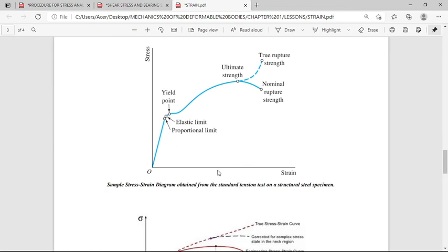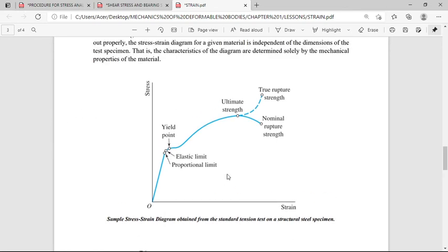Ipapakita ko lang muna dito ang stress-strain diagram. The stress-strain diagram has these points called the yield point, the elastic limit, proportional limit, the ultimate strength, true rupture strength, and nominal rupture strength. Actually, I have prepared another video discussion next to this one. Ang katuloy nito is yung further explanation nitong stress-strain diagram. So, I suggest to watch it also. It's for the benefit of you naman.